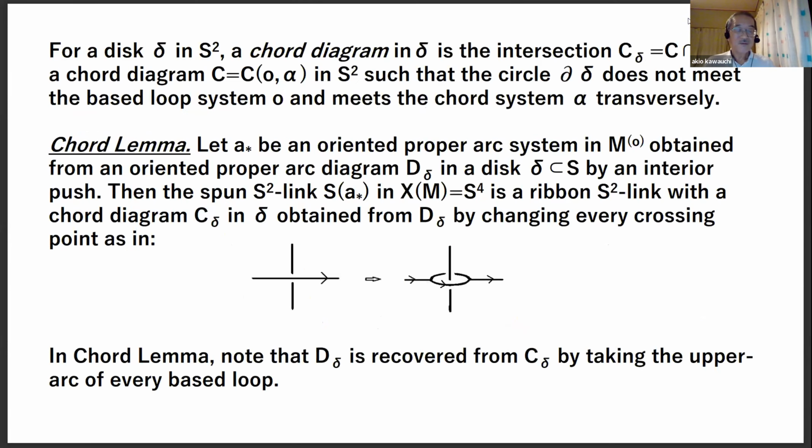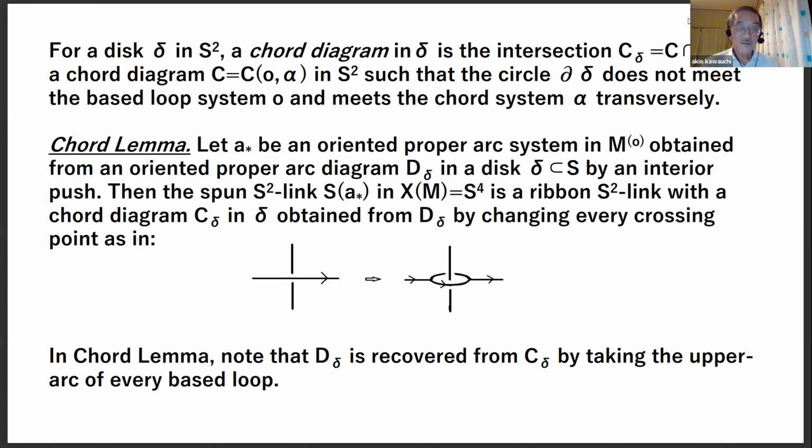Now I need, for a disk delta in S2 and a code diagram C, the intersection of C and delta. So C delta I denote a code diagram for a code diagram C such that the boundary circle of delta does not meet the base loop system and meets the code system alpha transversely.